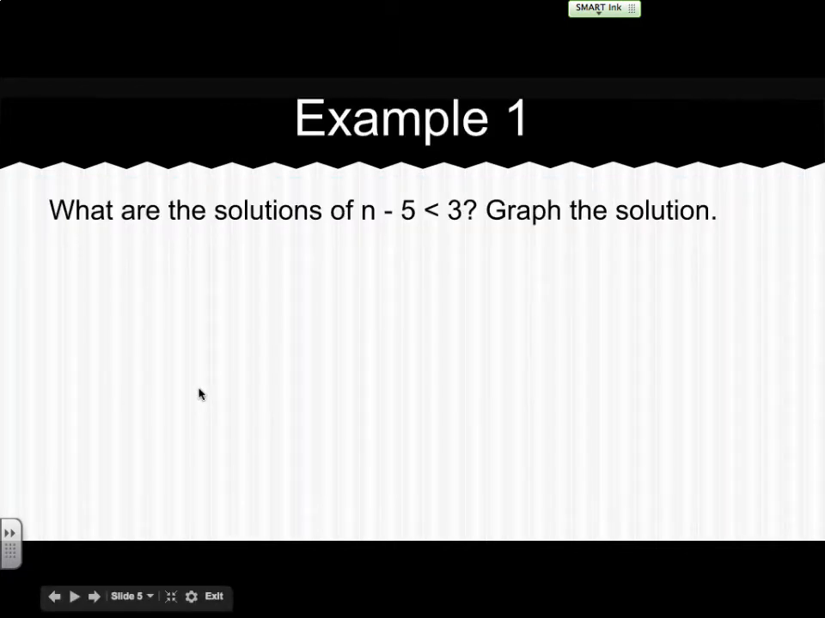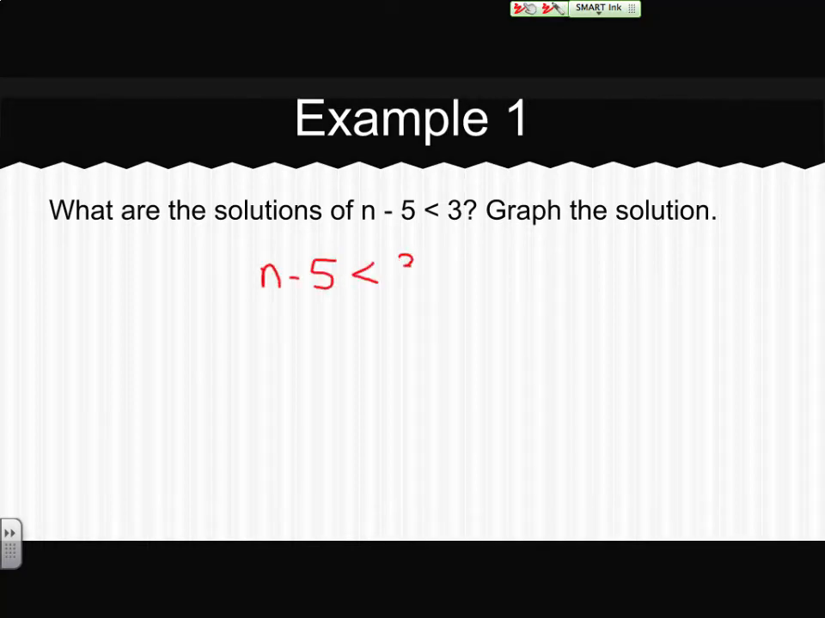It says, what are the solutions of n minus 5 is less than 3? So I start off with n minus 5 is less than 3. I want to solve for n, so I'm going to treat the inequality just like I would if it was an equal sign. To move the 5, I'm going to add 5 to both sides. So now, these cancel out, and n is less than 8.